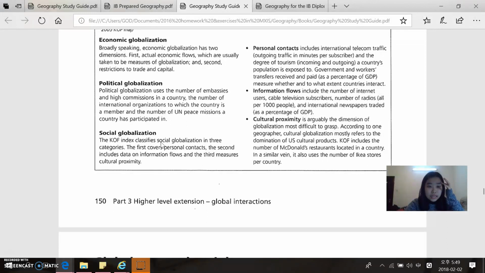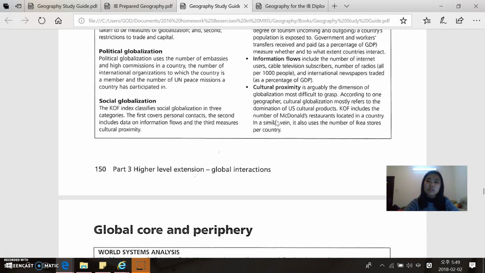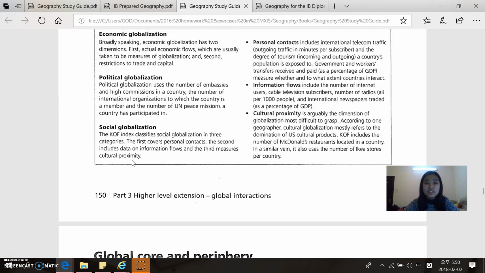And social globalization is classified in three categories. First, personal contacts, which includes international telecom traffic, outgoing traffic in minutes per subscriber, and the degree of tourism, travel a country's population is exposed to. Government and workers' transfers received and paid as a percent of GDP measure whether and to what extent countries interact. And information flows include the number of internet users, cable television subscribers, number of radios per 1,000 people, and international newspapers traded. It's similar to the technological connectivity in the AT Kearney Index, but definitely more detailed because it's all combined together under social globalization.